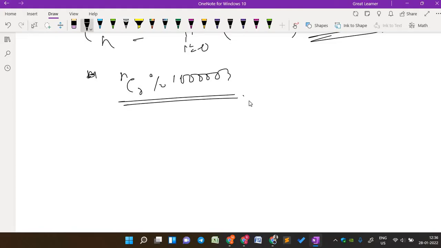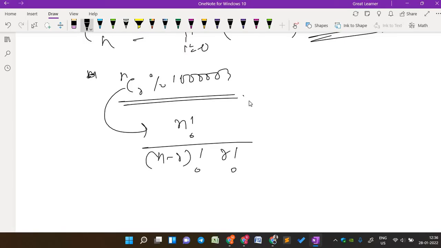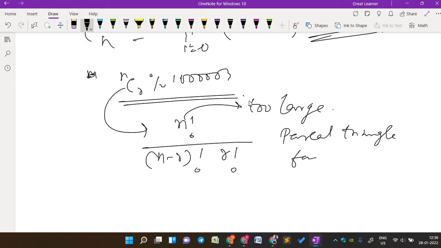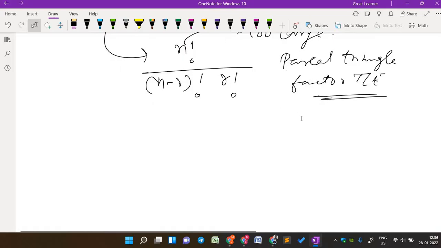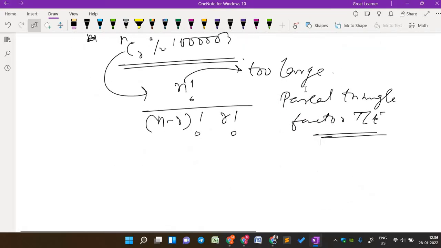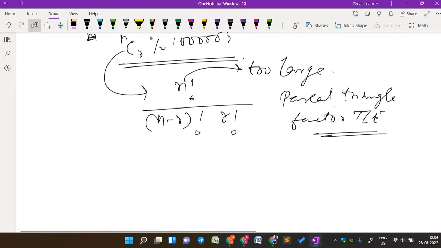So how to find this one? The formula is basically n factorial divided by (n minus r) whole factorial times r factorial, right? But n is too large. If you do it with the Pascal triangle formula or the other factorial formula, there might be TLE coming. So what we are going to do is just use the Lucas formula.